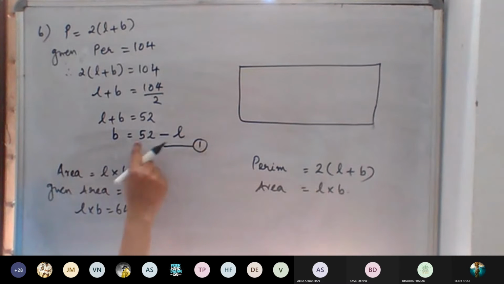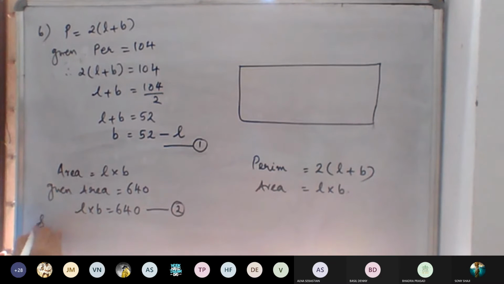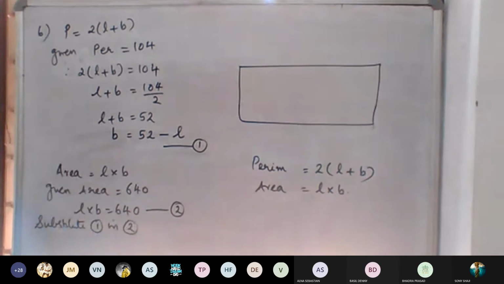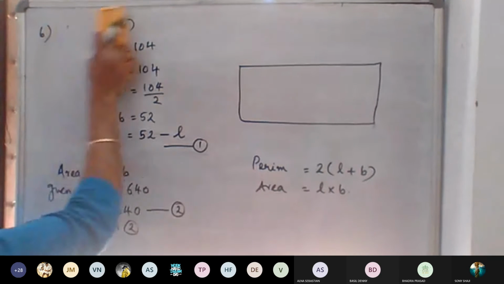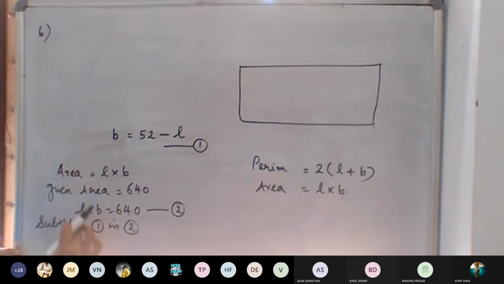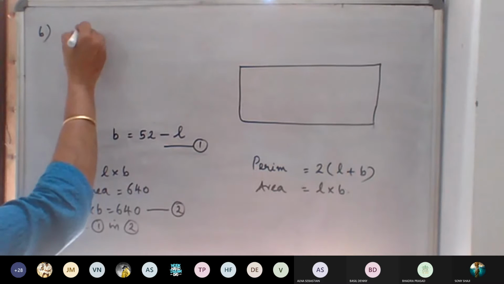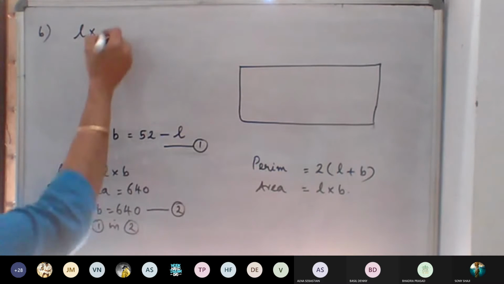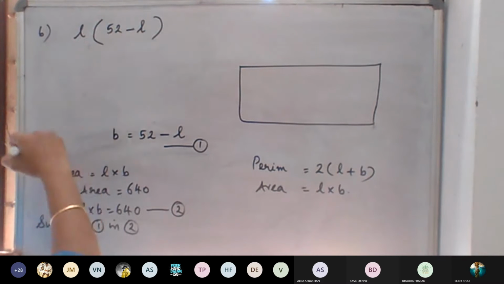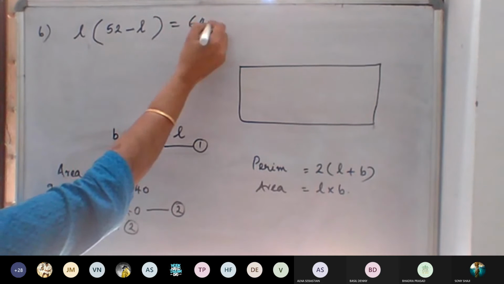So let B is equal to 52 minus L be equation number 1, and this be equation number 2. So what can we do? Substitute equation number 1 in equation number 2. Equation number 2 is L into, instead of B, we write 52 minus L. Two terms are there, so we have to put a bracket, is equal to 640.